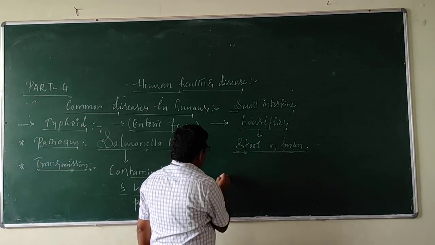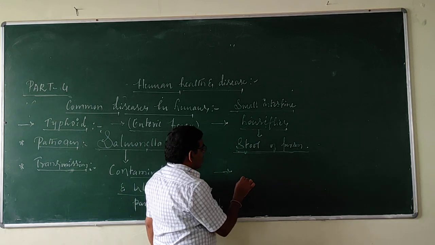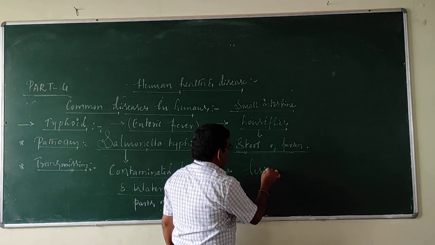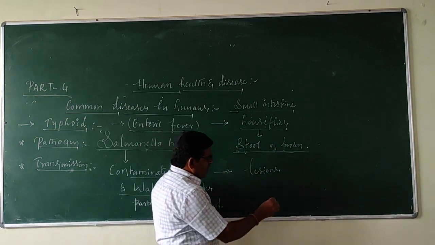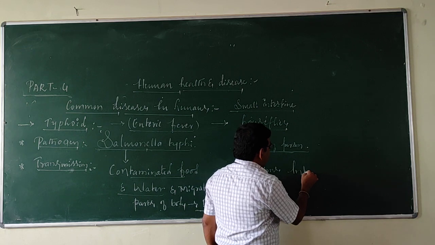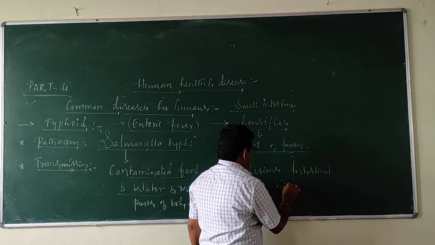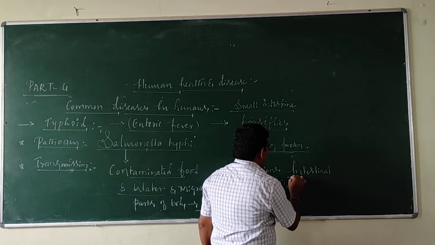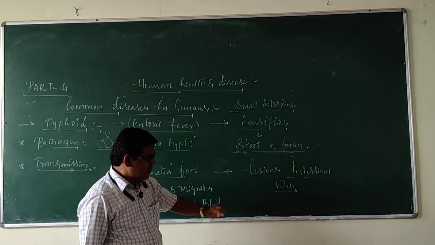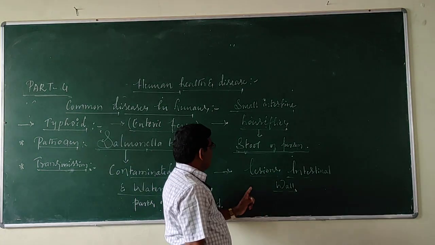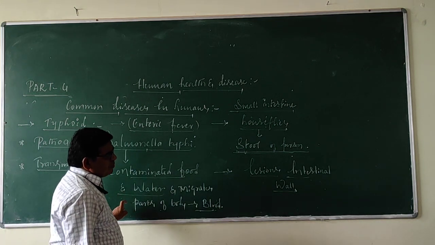Next, Salmonella typhi causes lesions. Lesions means wounds. Salmonella typhi causes lesions in the intestinal wall. So this is the pathogen and the mode of transmission.